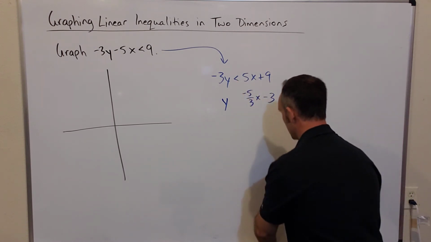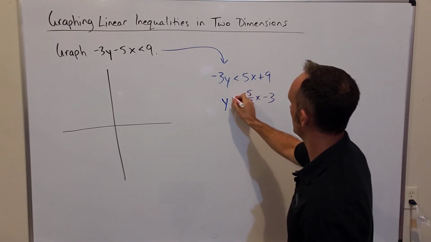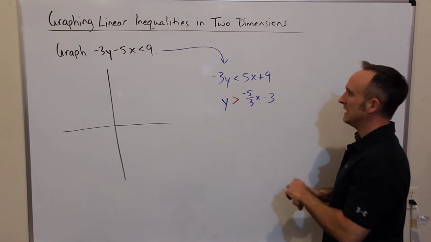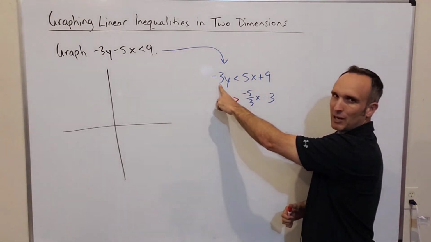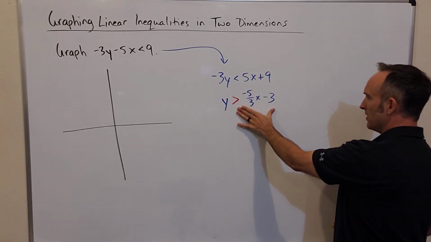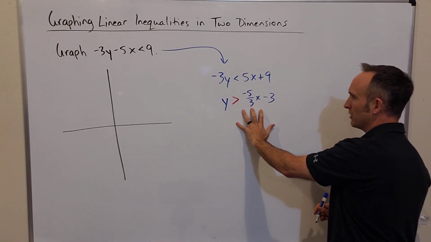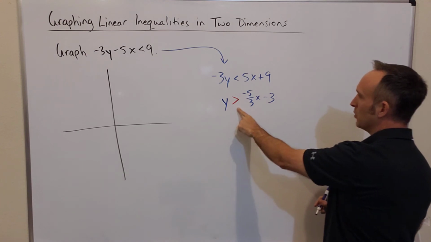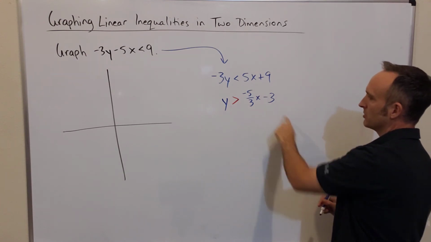And then this guy, let's even use a different color. This guy changes to a greater than here. If I divided by positive 3, I wouldn't have a problem. This would stay where it is. But there we go. Now we can graph our boundary line, which is y equals negative 5/3 x minus 3.